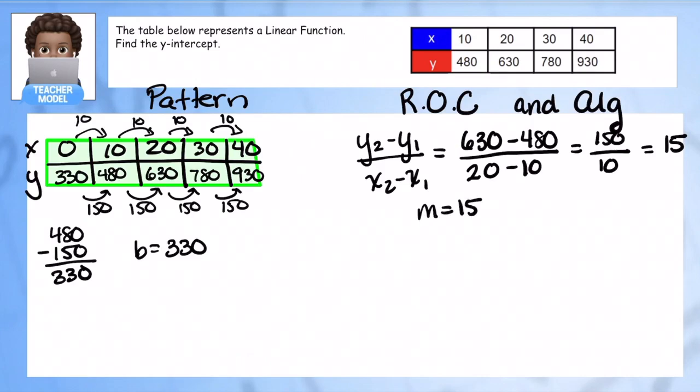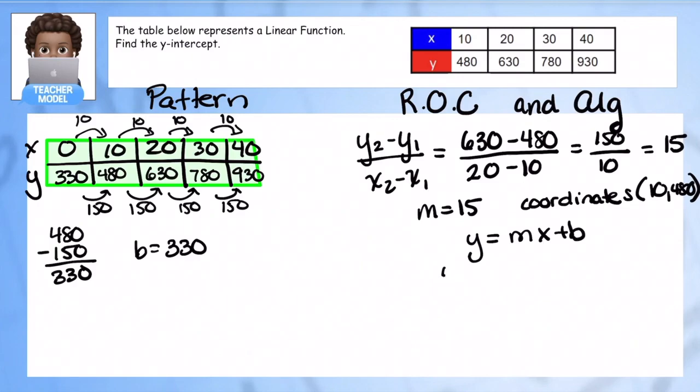That's going to be important. M equals 15. Now watch how I'm going to use algebra when m equals 15, and I'm going to use any point. Choose any coordinate pair. I'm going to choose 10 and 480. I want to choose those. And now watch what I'm going to do. I'm going to put in my formula. Y equals mx plus b. Y in this case is 480. My m is 15. My x is 10. Plus b.